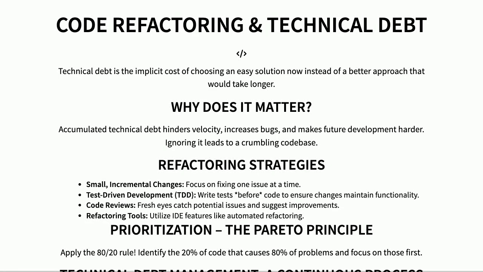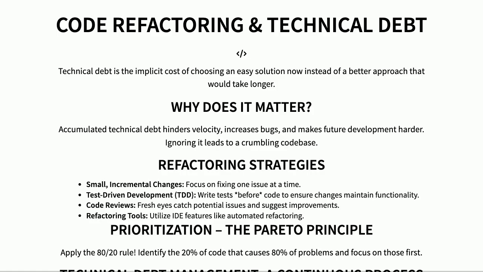Okay, let's talk about keeping your code healthy. Technical debt is basically the cost of taking shortcuts in development. It's like accumulating an IOU with your codebase. It can slow you down and create more problems than it solves if you ignore it.